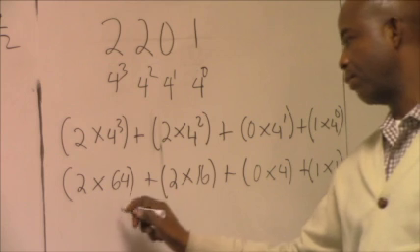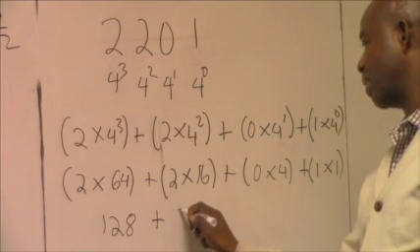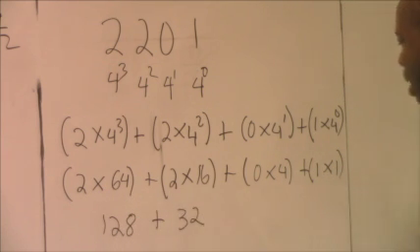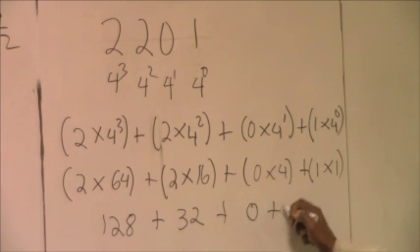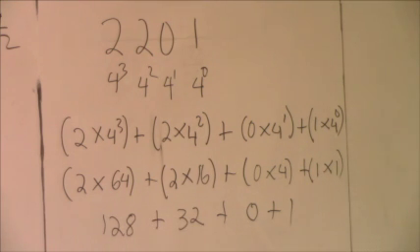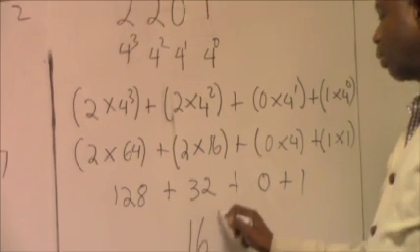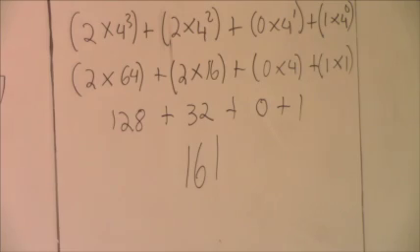2 times 64 is 128. Plus 2 times 16 is 32. 0 times 4 is 0. 1 times 1 is 1. So we're going to add these numbers here. 128 plus 32 is 160, plus 1. That's going to give us 161 base 10. So 2201 base 4 is basically 161 base 10.